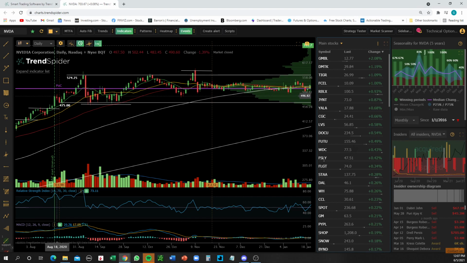NVIDIA does this, and a lot of stocks do this. When they have a breakout, they will pull back and test. However, you see the support, it did not go back to the support. It made a new support at 475, which it tested. And what you can see here is something called a flag pattern.